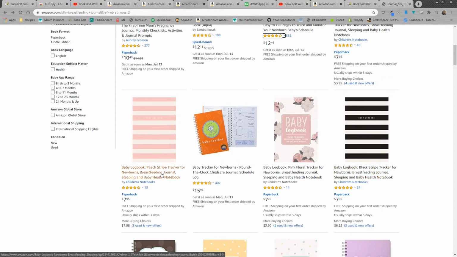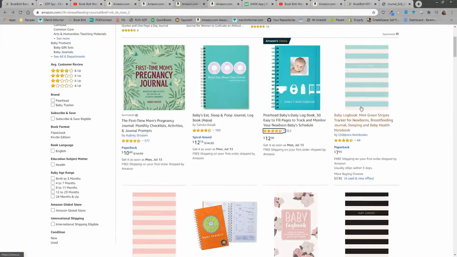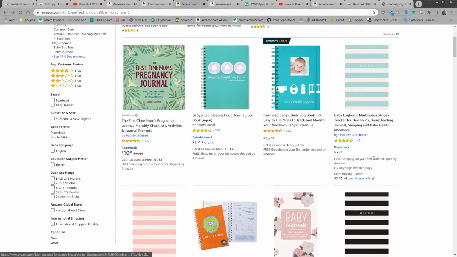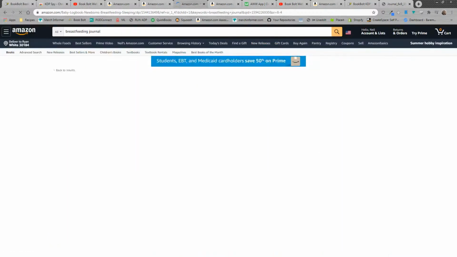So this is all the same person here. And notice the brand. Children's notebooks, children's notebooks, children's notebooks. They're all selling. They all have reviews. I can't read them. This person could make one change to their books, and I guarantee you they'd sell better. But let's take a look at it.